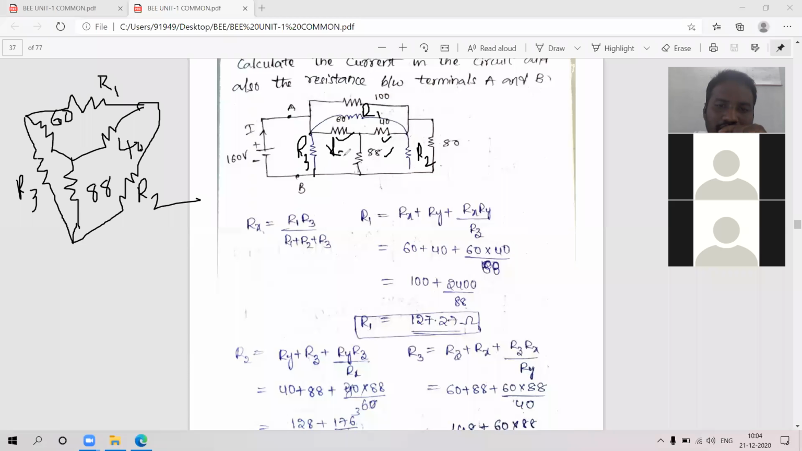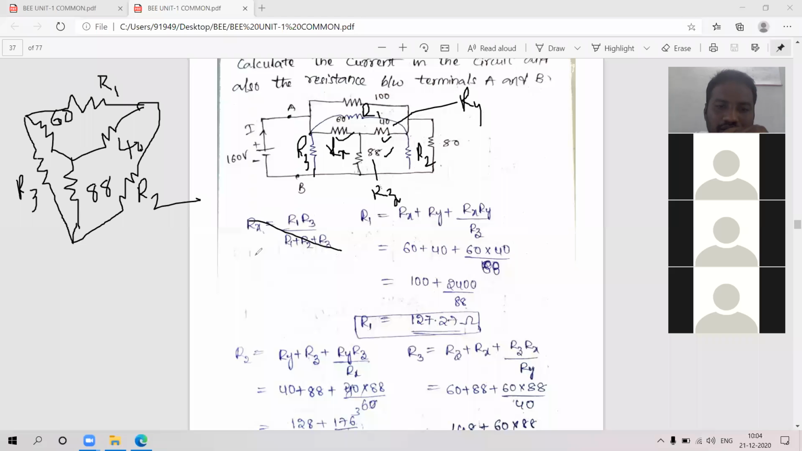Likewise, I have taken it here: this is Rx, this is Ry, and this 88 is Rz. Don't write this one. This is the thing you have to write, because we want R1, R2, R3 values, not Rx, Ry, since Rx values are given. So R1 is equal to Rx plus Ry plus Rx Ry by Rz. So 60 plus 40 plus 60 into 40 by 88. If you do this, you are going to get 127.27 ohms.